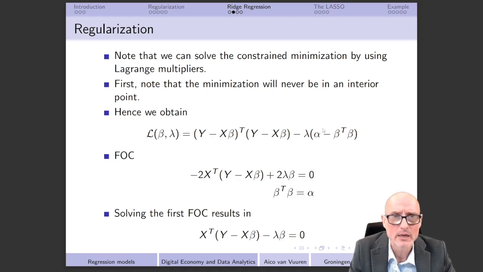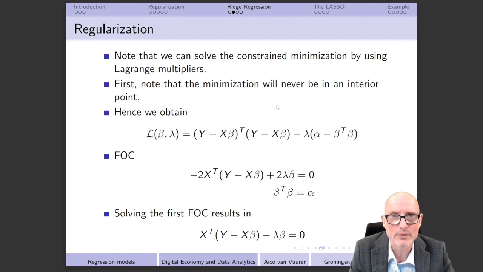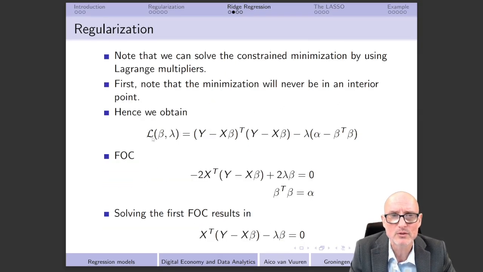As long as this restriction holds, we already know that this L function will take exactly the same values as the criterion function that we have over here, which implies that by minimizing this L function, we also minimize the criterion function. But now we can do that with respect to two different variables, both beta and lambda. Well, it implies that we are going to have first order conditions.